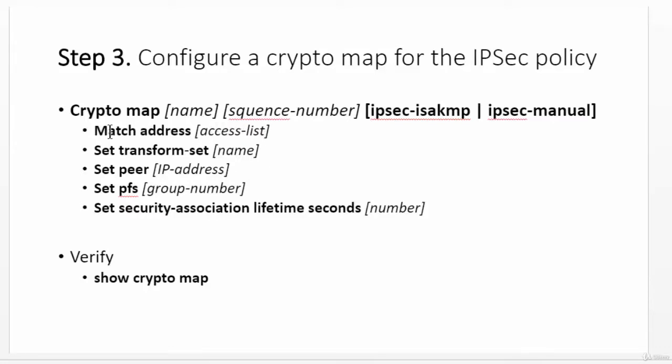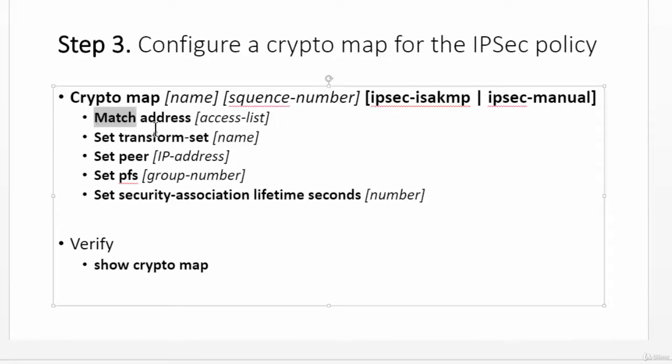And then we configure the match address, enter the access list, and set the transform set. These two commands bind the ACL and the transform set to the map. And then we specify the peer's IP address. We configure the DH group and configure the IPSec tunnel lifetime. To verify the crypto map we have just created, we use the command show crypto map.